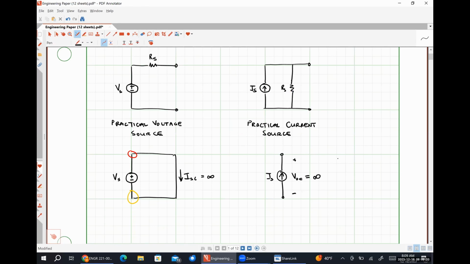All right. So a practical voltage source is nothing more than a voltage source like we've seen in series with a resistance. A practical current source is nothing more than a current source like we've seen in parallel with some resistance. Now, under very certain conditions, these two circuits are electrically equivalent to each other, which means anywhere that we have a practical voltage source, we could replace it with a practical current source and vice versa. So let's figure out what those conditions for electrical equivalence are.